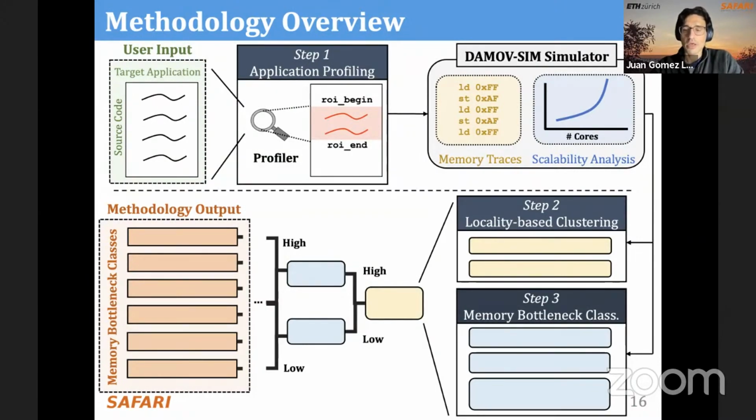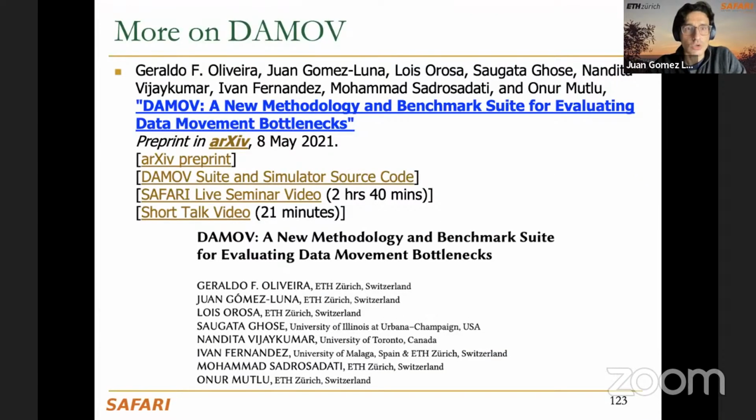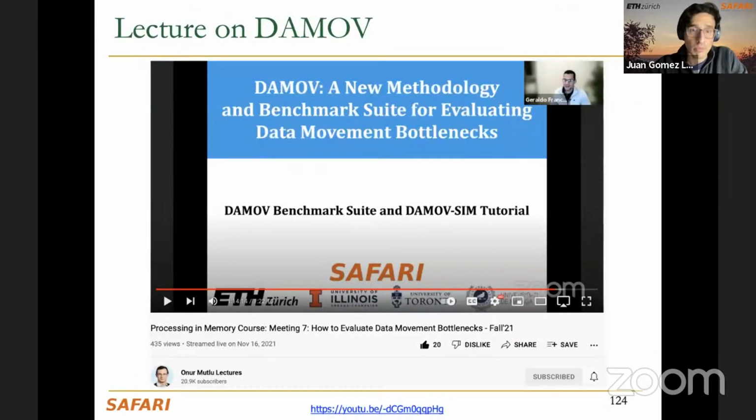but also a product of this work was the benchmark suite with more than 100 benchmarks that are publicly available as well, and the simulator that we used in this study. So you can find all of that in the paper. You can find everything in the repository as well. And remember that Geraldo presented DAMOV in meeting 7, if you want to check it for your own reference.